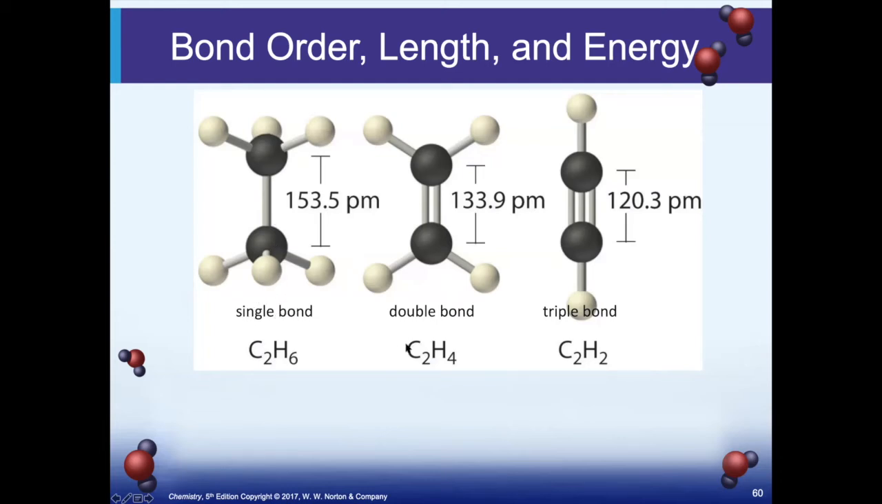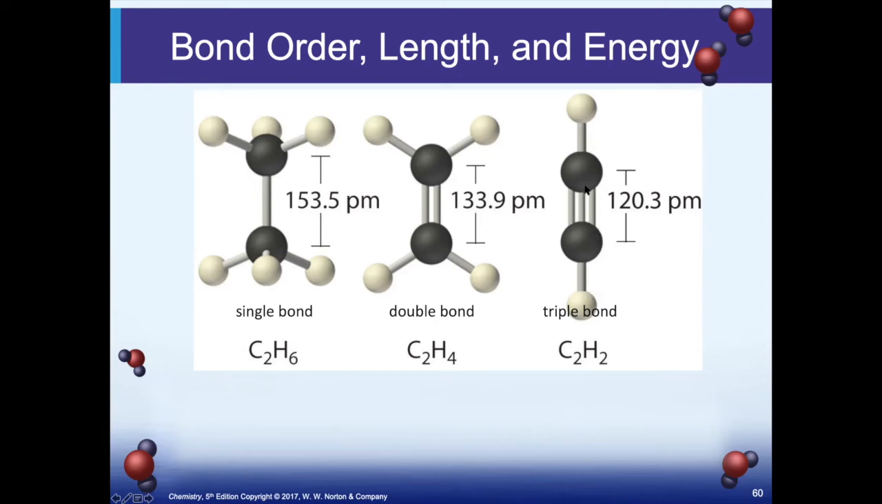If I change that up just a little bit, I get rid of 2 hydrogens, and I make that a carbon-carbon double bond. First of all, it gets shorter. So it shrinks to 133.9, and it's a double bond. And then if I get rid of 2 more hydrogens, this is called acetylene, like acetylene torch. This is the compound that's burning in an acetylene torch.